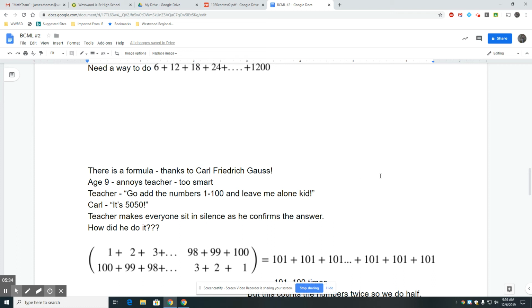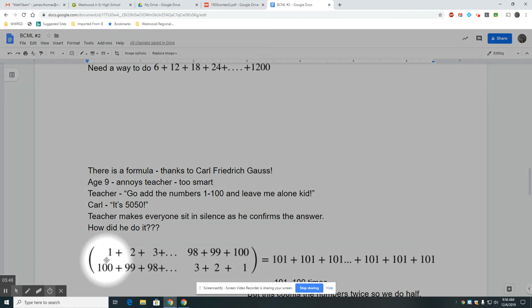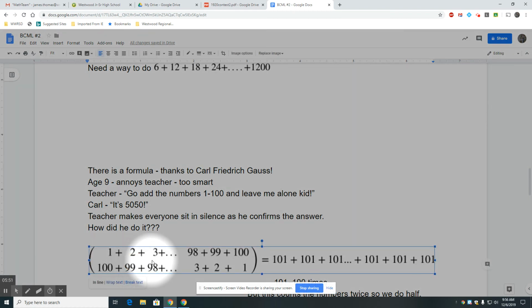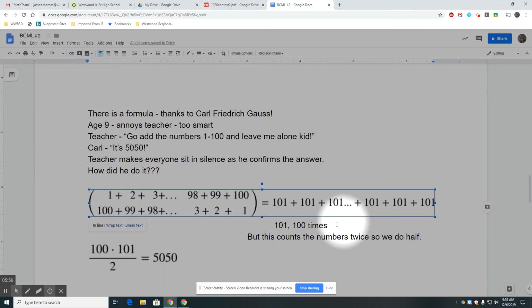But what he did was he used a pattern. If you line up the numbers from 1 to 100, and then you line them up backwards underneath, each pair, 1 plus 100, is 101. 99 plus 2 is 101. 98 plus 3 is 101. And you end up having 101, 100 times. But in doing that, that adds up all the numbers twice. So half of 100, which is 50, times 101, is 5,050. And he figured this out at age 9.